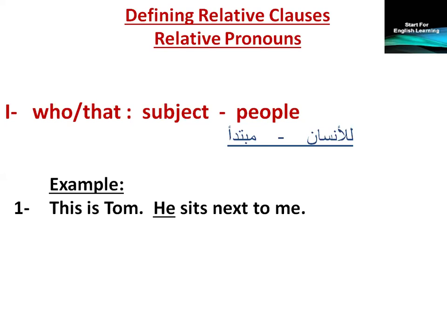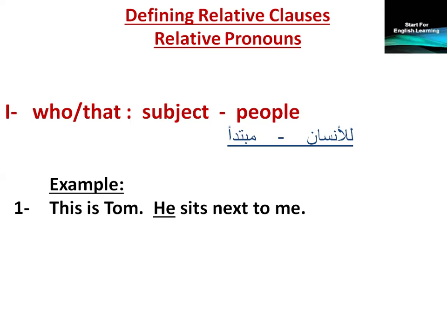We focus on the second sentence and we ask ourselves 3 questions. Where is the repeated word? The repeated word is he, because it refers to Tom. What place does it take in the sentence? It is the subject of the sentence. And what does it refer to? It refers to people.